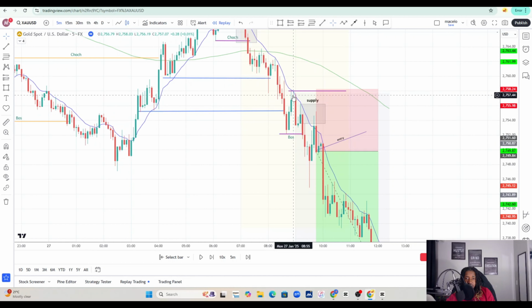Price is starting to make a pullback. 1 candle, 2 candles, 3 candles. I don't really count 1 candle as a pullback. Once it's 3 candles or more, I consider it a pullback, or even 2 candles. Sometimes it depends on the size of those candles, how much it pushed back.